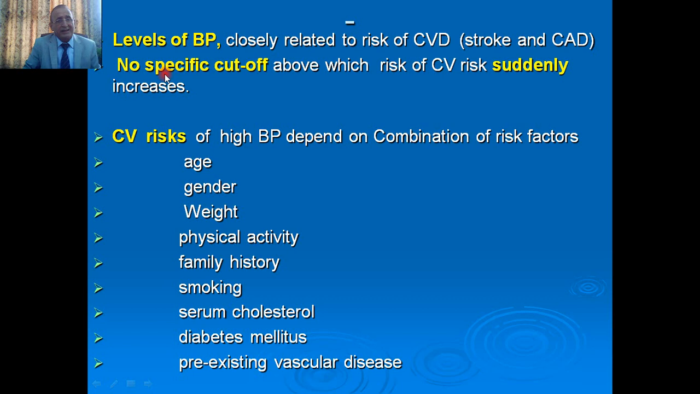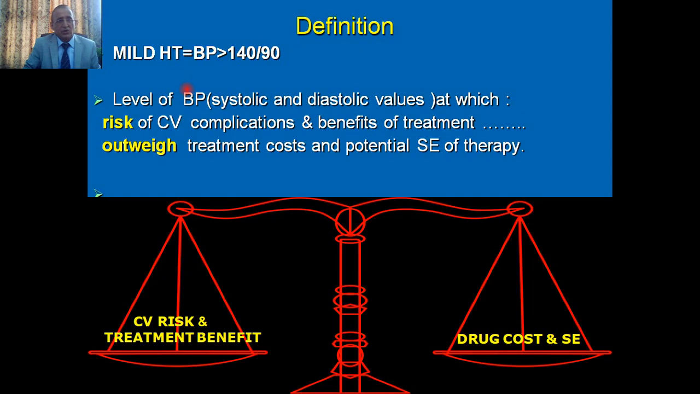So we don't have a certain cut-off level to say this patient is hypertensive or not. To define hypertension, although there is some sort of agreement that mild hypertension is when systole is more than 140 and diastole 90, the definition is the level of blood pressure, systole and diastole, at which the risk of complications and benefit of treatment outweigh the cost and side effects.